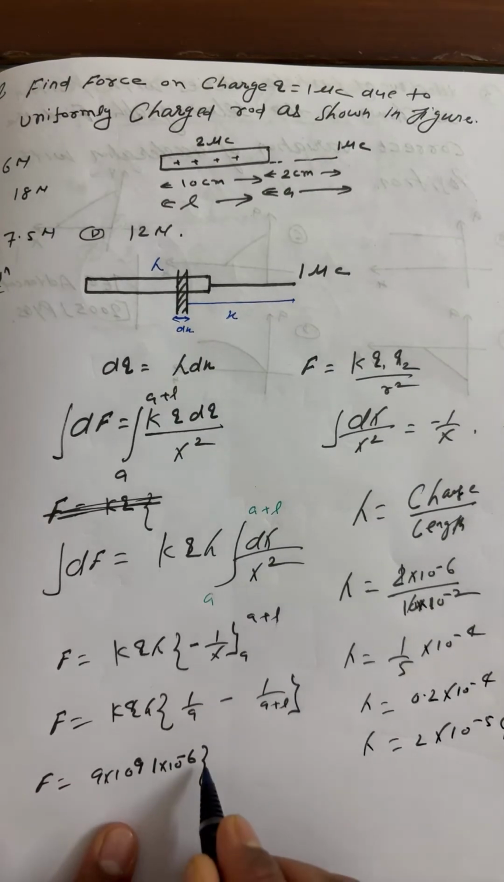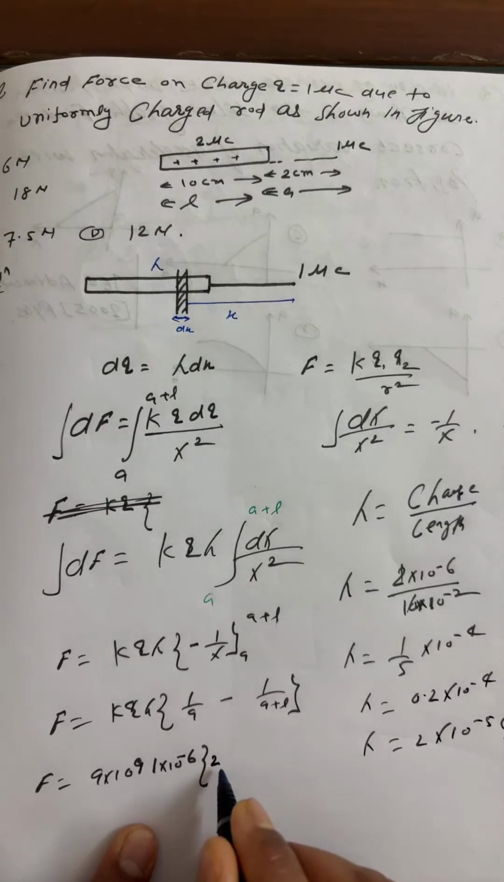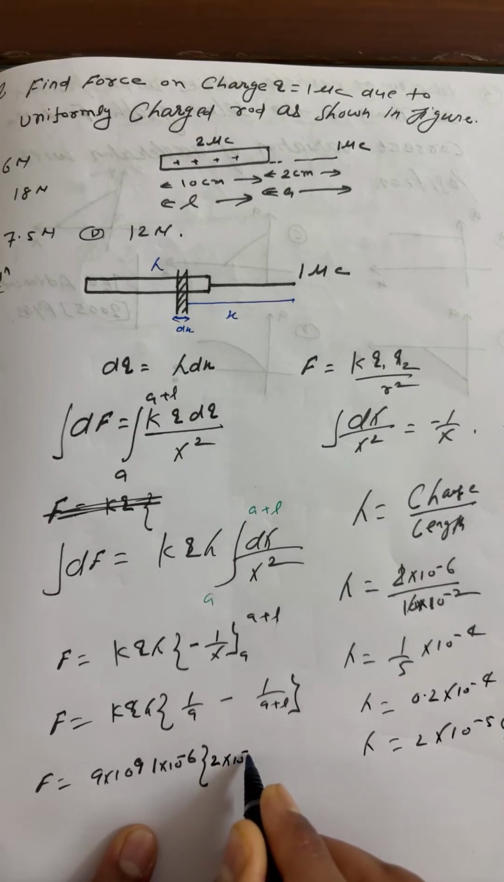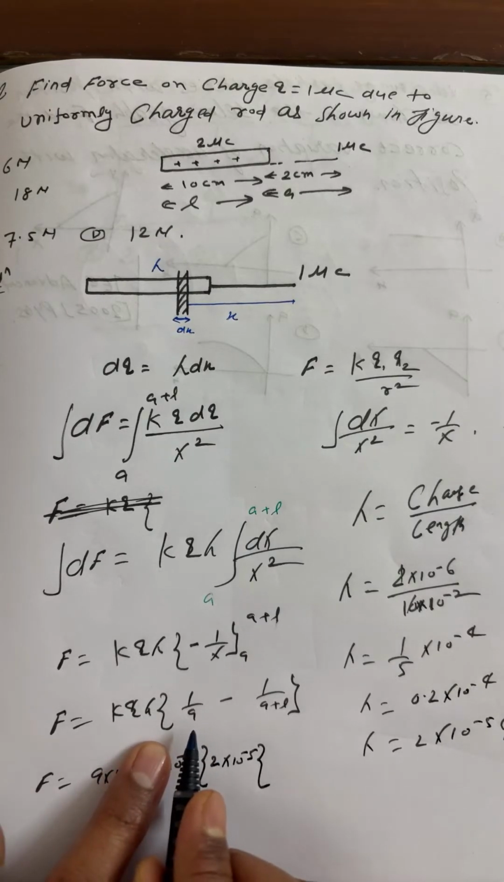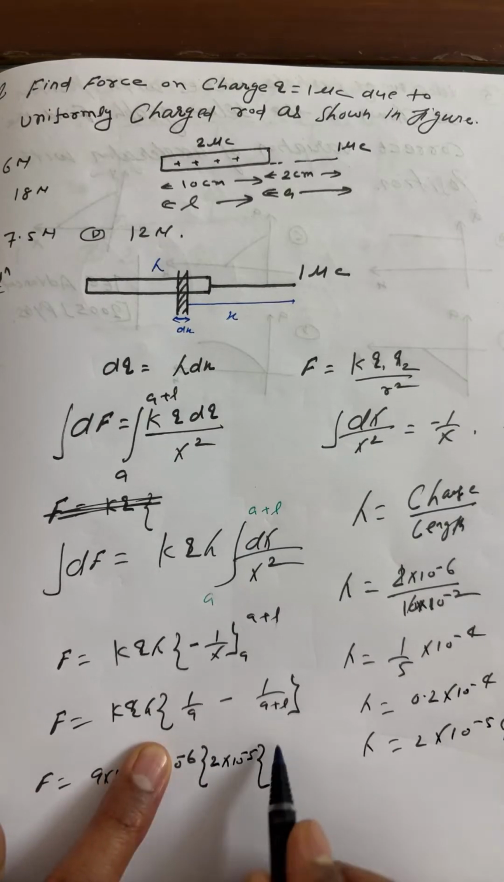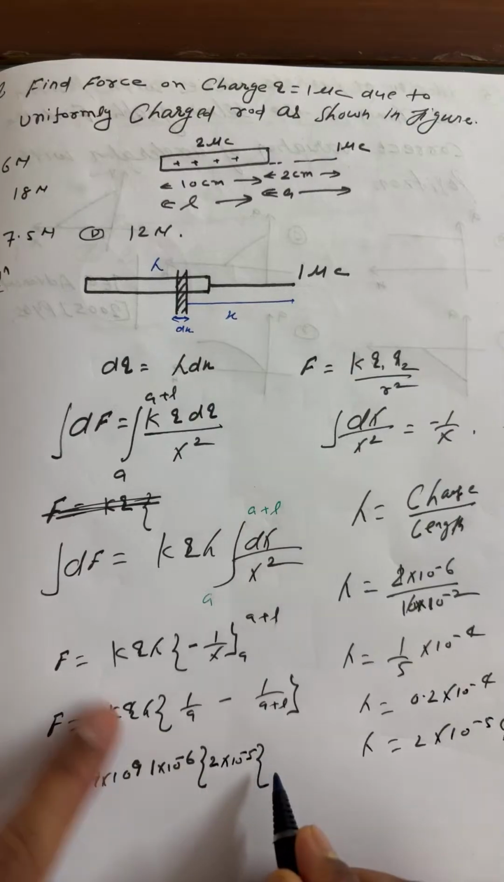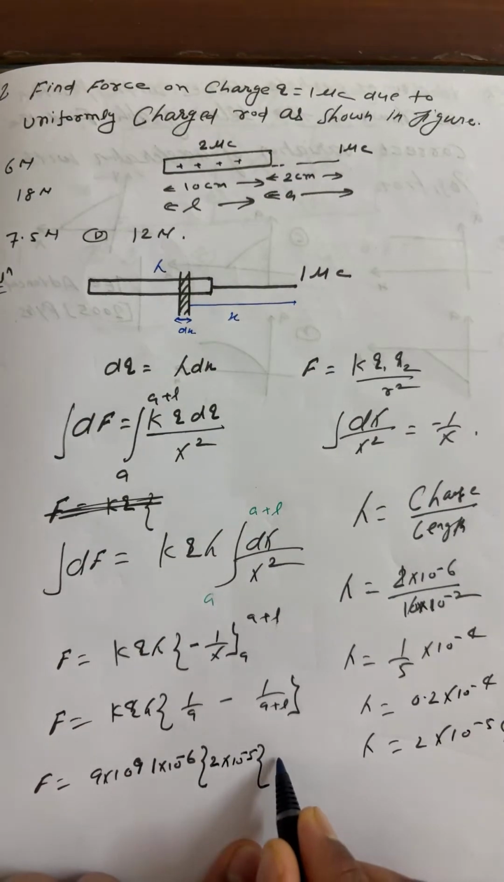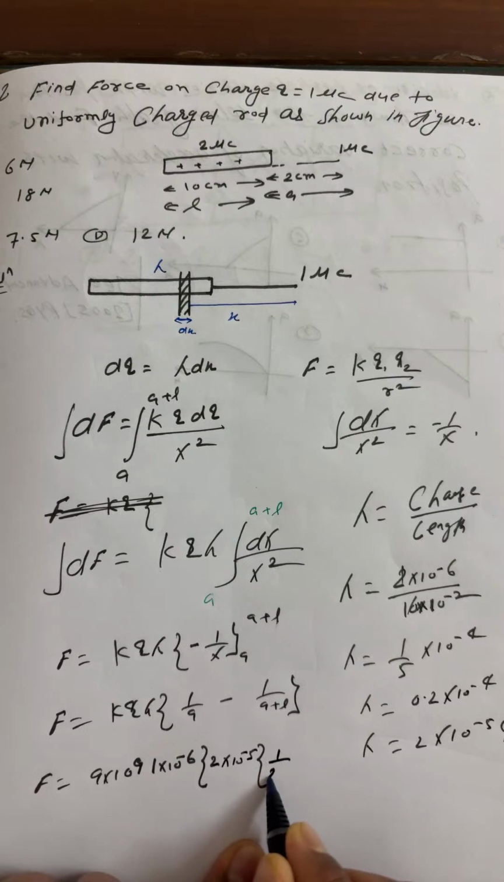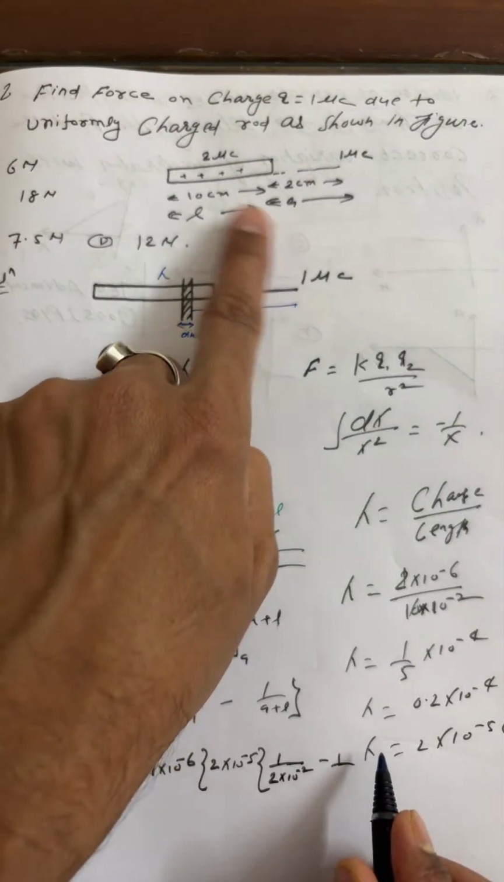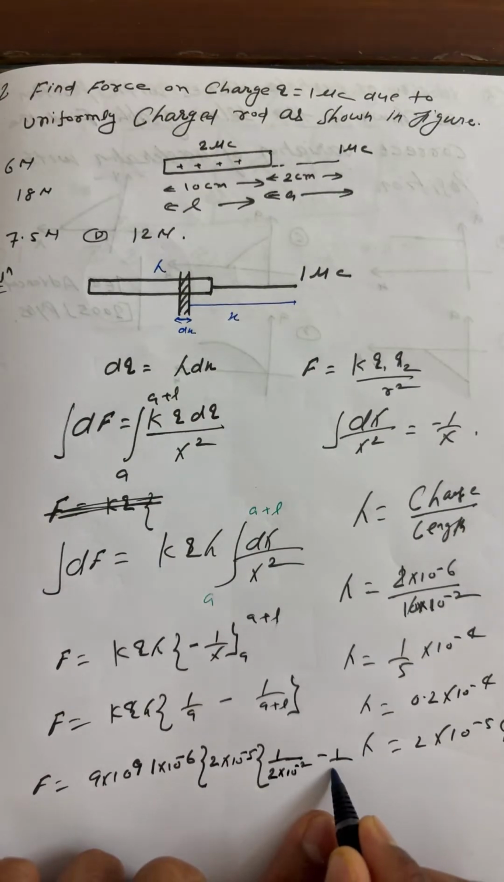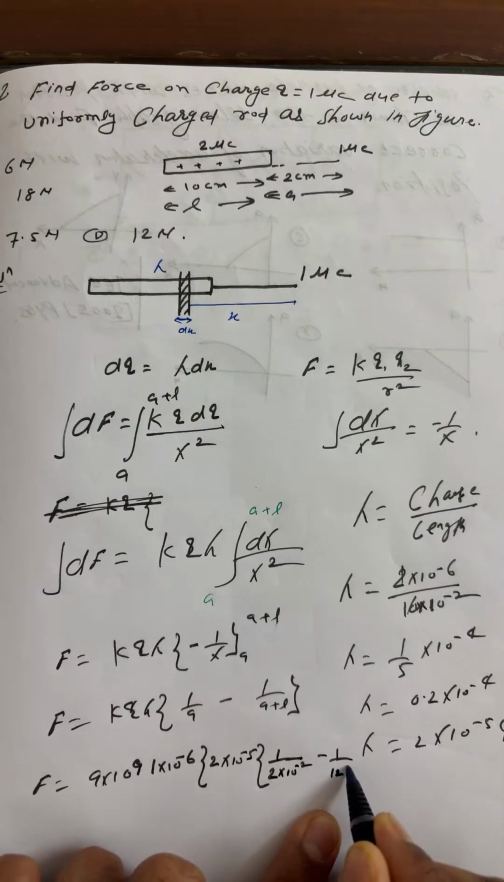Now, here I'll put this lambda value, 2 into 10 to the power minus 5. This thing we can solve further, student. This is 1 upon a. So 1 upon a, what? This is 2 centimeter. So we can say 1 upon 2 into 10 to the power minus 2. Minus here, 1 upon, this is what? 12 centimeter. So we can write 12 into 10 to the power minus 2.